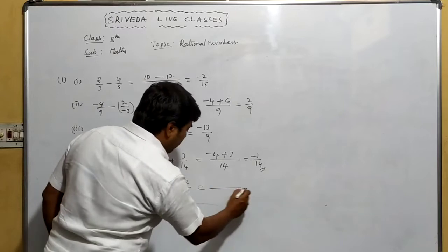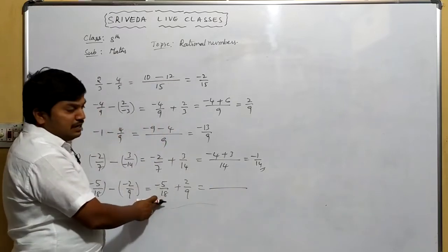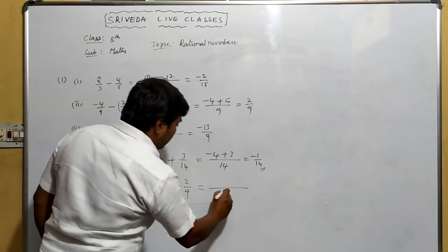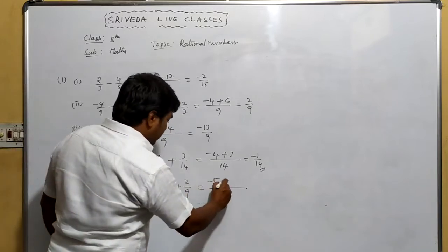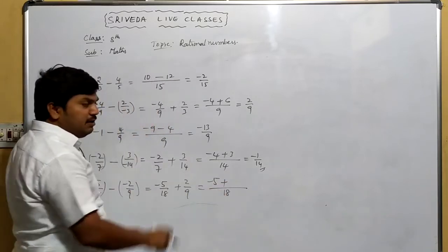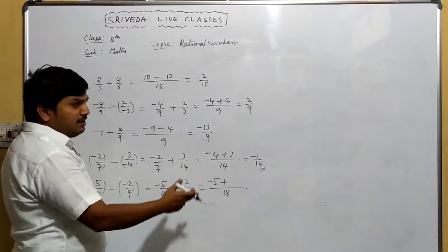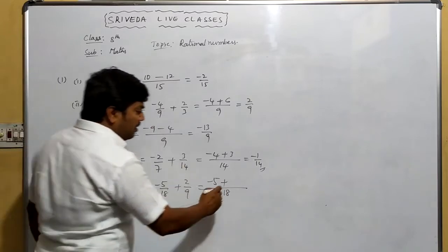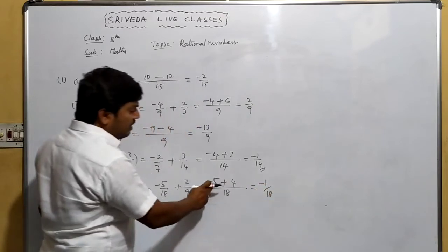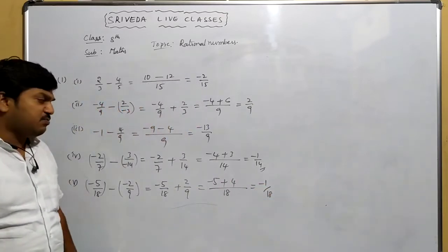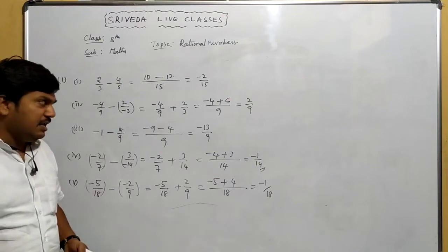What is the LCM here? 9 1s are 9, 2 9s are 18. Right? The LCM is 18. Now minus 5 will get it plus. So 2 by 9 into LCM, 2 into 2 is 4. So I'll get minus 5 plus 4, which is minus 1 by 18. Minus 1 by 18. Right?